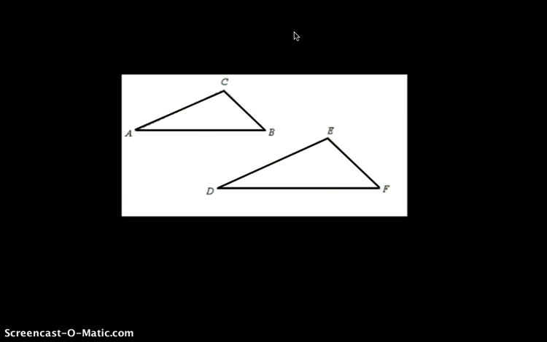Now I'm going to move on to 5.2, which is on AA similarity. What this is, if you have two angles of one triangle that are equal to two angles of another, then the two triangles are similar. So if we look at this here, let's say these two angles right here, and it happens that this angle right here is equal to this angle right there, and this angle right there is equal to that angle, then you can prove that these two triangles are similar, and that's called angle-angle similarity.